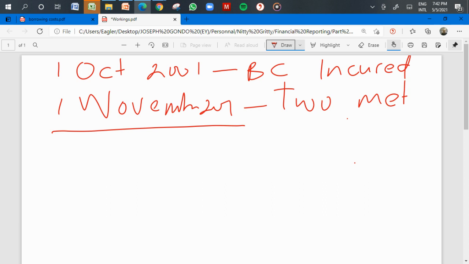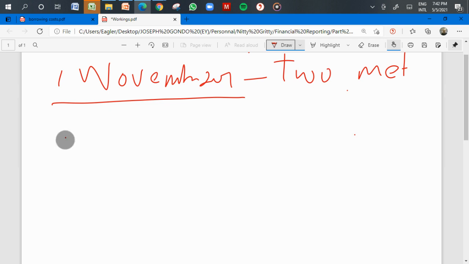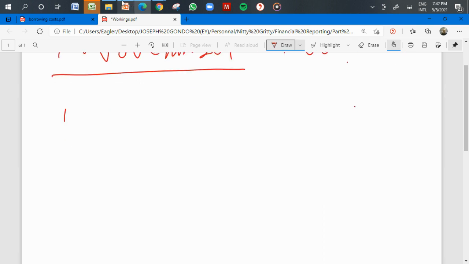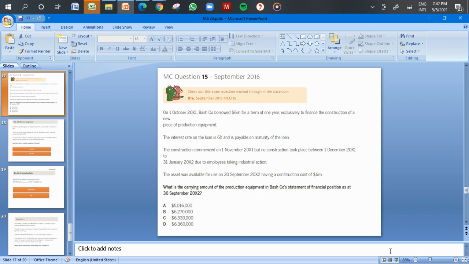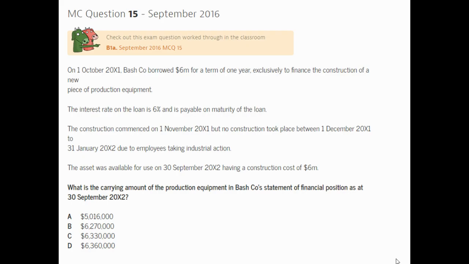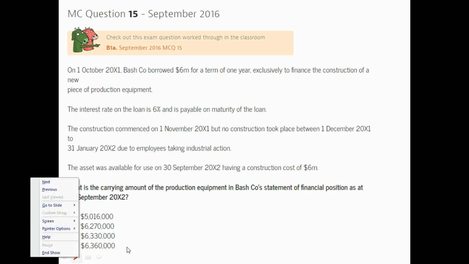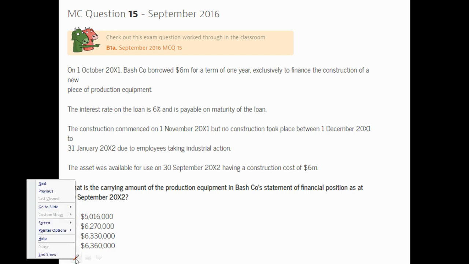Okay, so let's calculate like this. We are going to say November, which is 1 month. Then December, we are suspending because there was no active construction taking place. And then we are going to suspend for December and January. Then we start February up to September. If we say February, March, April, May, June, July, August, September, how many months is it?